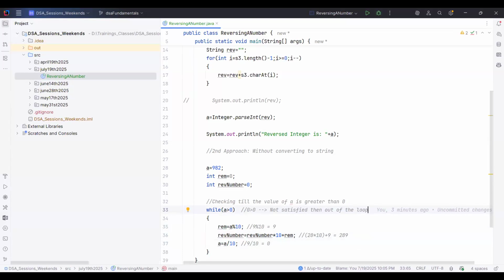Is this clear, everyone? What we are doing here is taking the remainder of the number each time. When I say rev into 10, this helps me place the value at the right position, that means the first position, second position, third position. So this helps me place my digits in the appropriate positions. Clear?